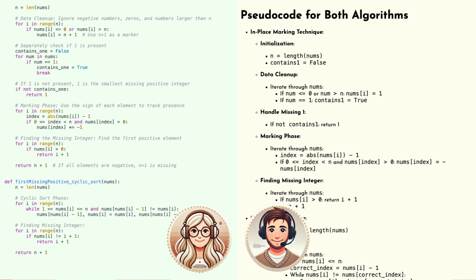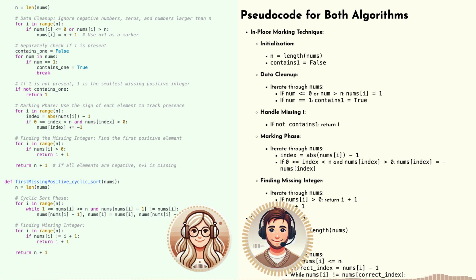Next up, the marking step. Time to flip those signs. If the absolute value of the current number is within the array bounds and the element at that index is positive, negate the element at that index. How's that for pseudocode? Nice and concise. It really shows how we're using the array itself to store info without needing any extra space.